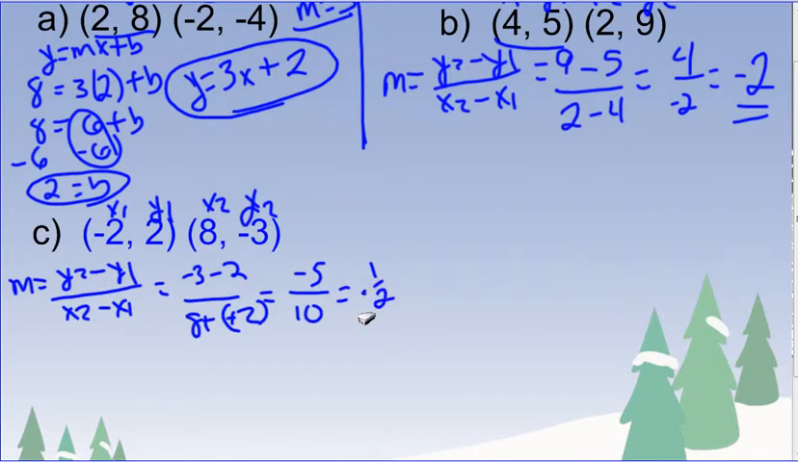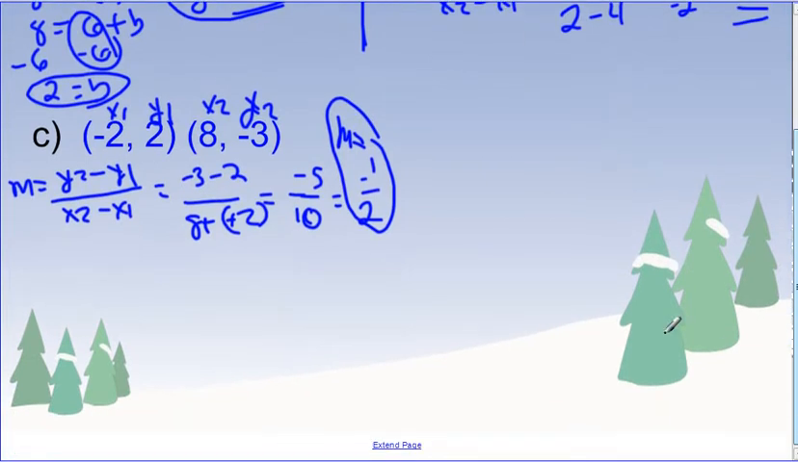And I do like the negative up. Oh, that's a big eraser. That was a 5. That was a 10. Negative 1/2. Alright, so we have slope. This is my m equals. Now, let's find the intercept. So, I'm going to do my intercept part over here.